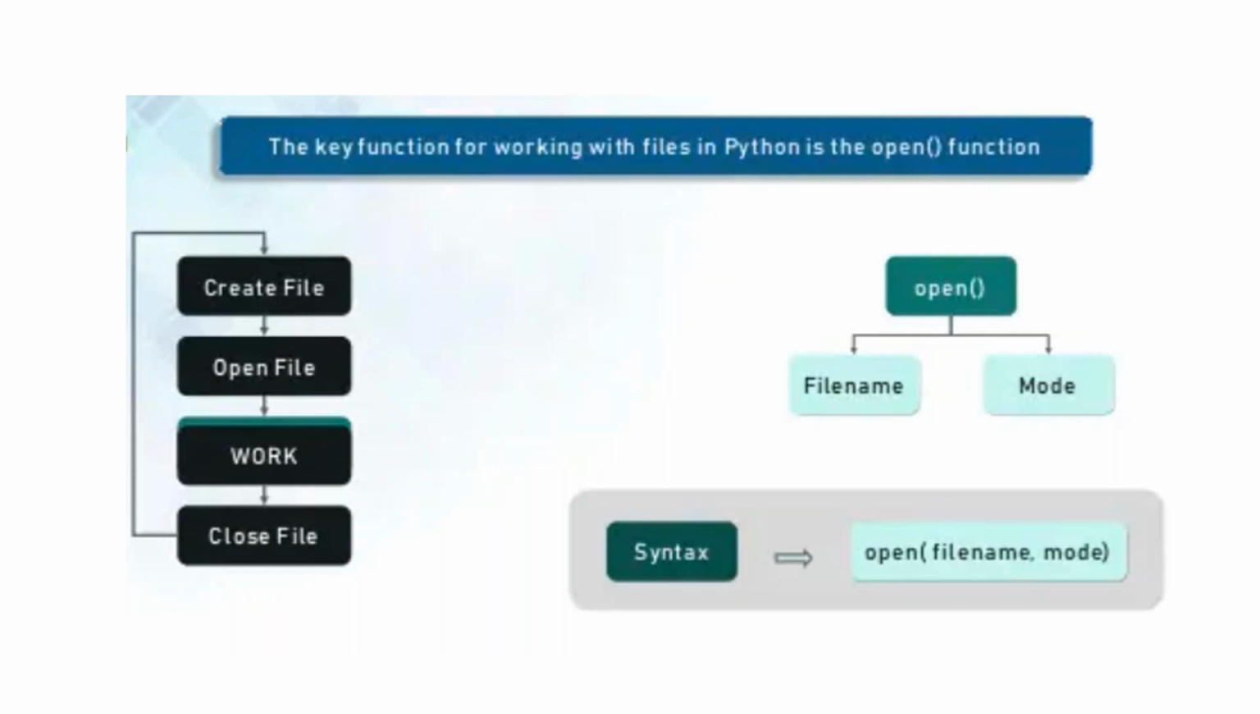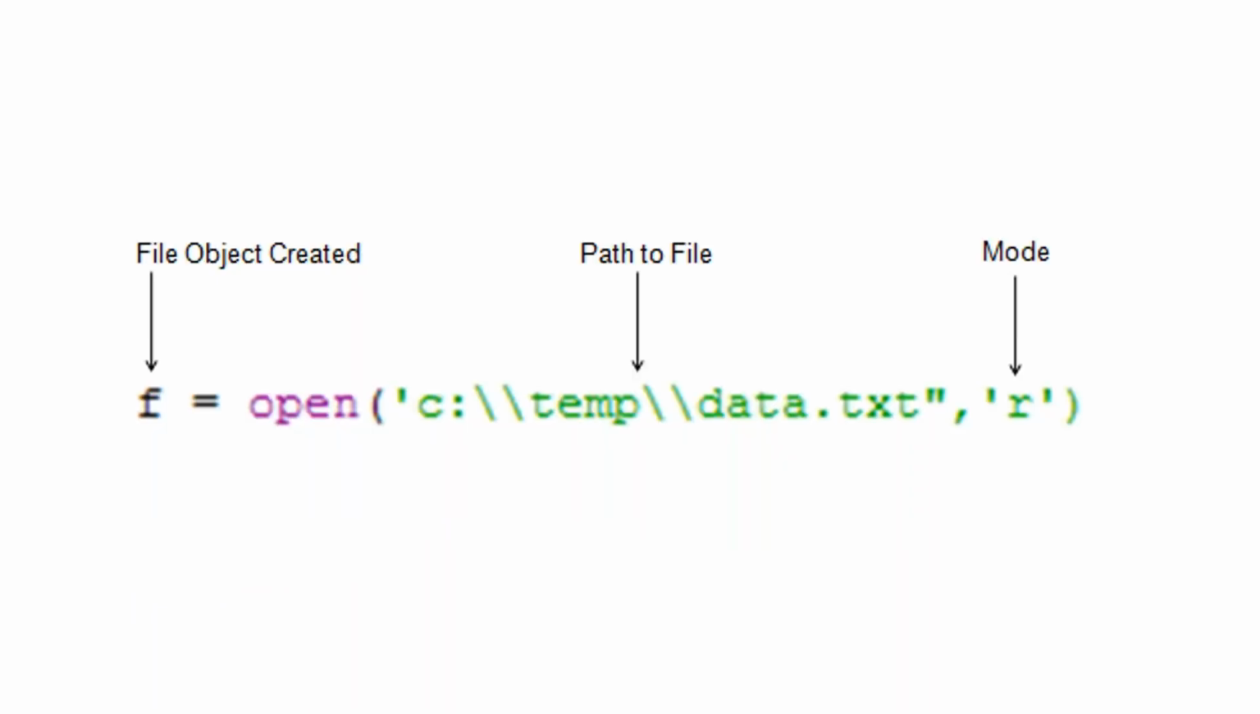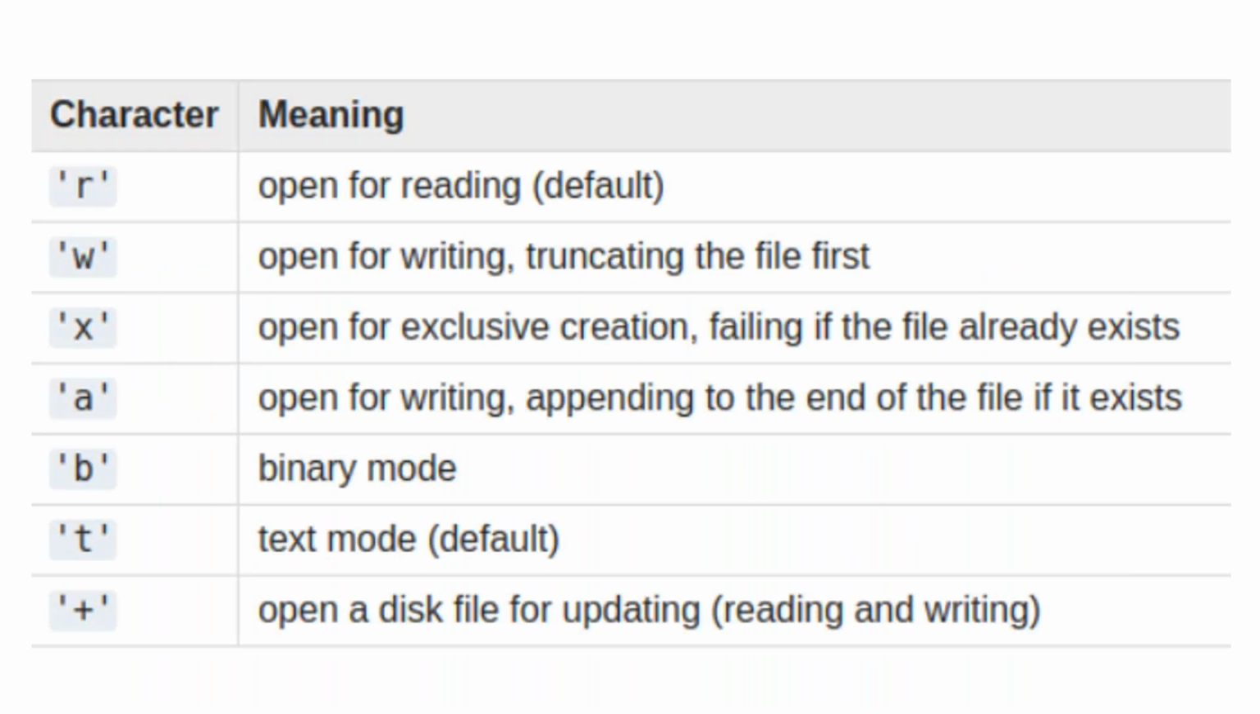Again, create file, open file, work, and close file. So some of the things, I'll not discuss here. Open file mode and stuff like that. This is the way you open a file. So f is the object. Open is a function. Name of the file is data.txt, and what you are doing, reading that file. R, W, X, A, B, T, all these things we discussed.